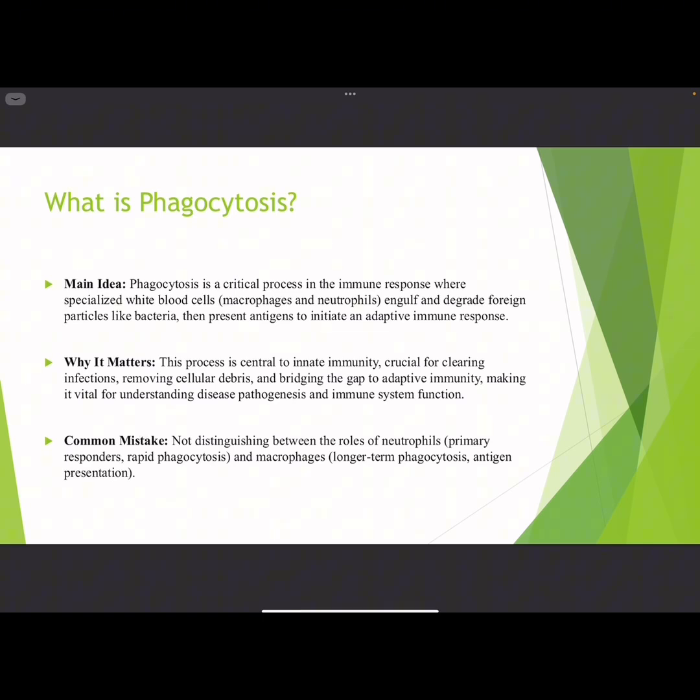And many students make the mistake of thinking that neutrophils and macrophages have the same roles. Well, they have equally important roles, but they have different roles. Neutrophils are like the quick emergency responders, while macrophages are more like the long-term cleanup and communication specialists.